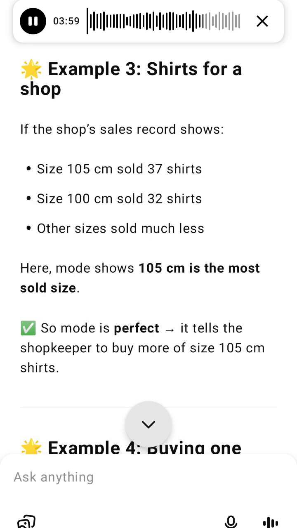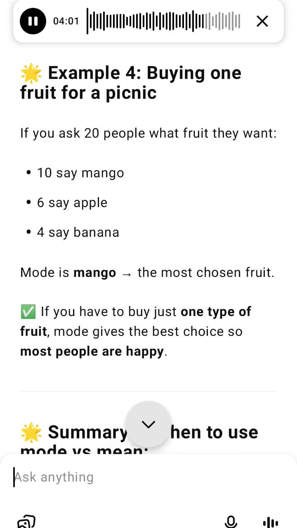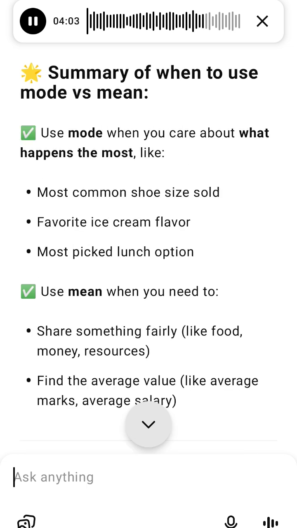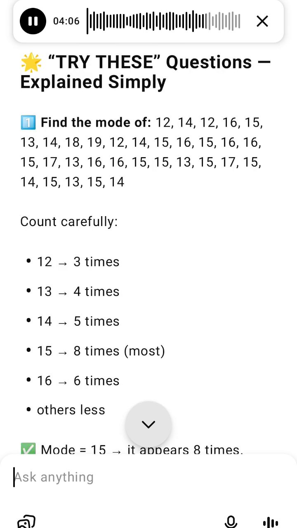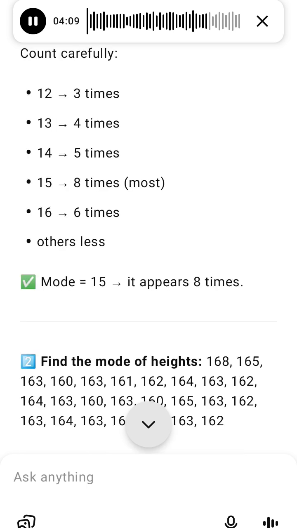When is mode perfect? Mode is perfect when you need to know the most popular choice, like the most common shoe size sold in a store, most common shirt size customers must buy, favorite ice cream flavor in a group, or the number that occurs most often in scores or survey answers. A summary, then try these problems.